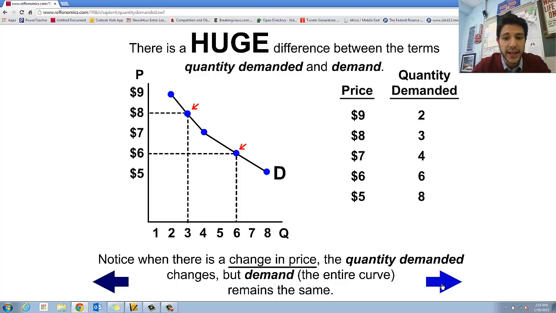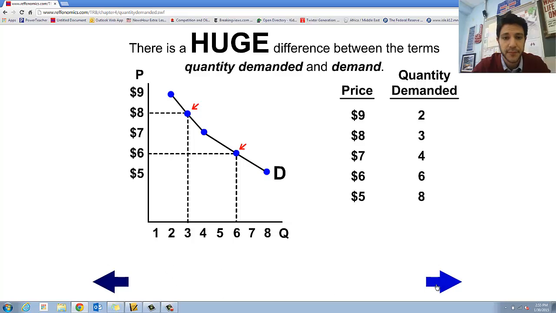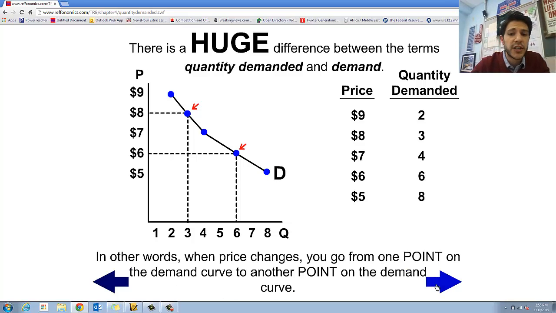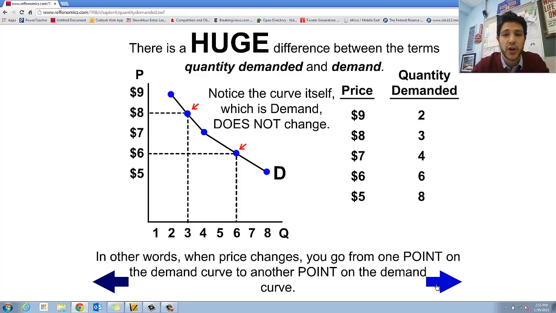Notice when there is a change in price, the quantity demanded changes, but demand, the entire curve, stays put. We move what's called on the line. We're moving on the line here from 3 units to 6 units. In other words, when price changes, you go from one point on the demand curve to another point. We move on the line. The demand curve itself does not change, but quantity demanded does.